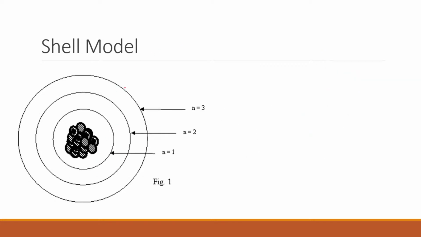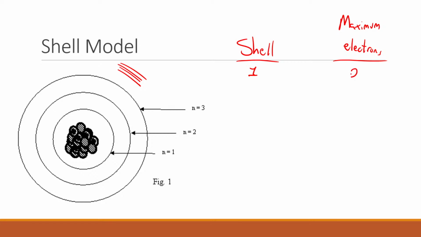Again, we've got 1, 2, 3, 4, 5, 6, 7 shells. Each shell can hold a maximum number of electrons. The first shell, being the smallest, can hold a maximum of 2 electrons. Second shell, being bigger, can hold 8 electrons. Third can hold 18 electrons.